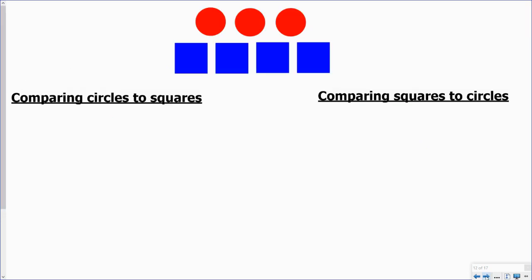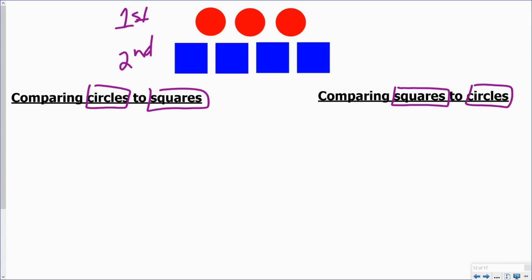So let's take a look at that meaning of ratios. In this first one, I'm going to look at circles to squares. That means my circles are going to be my first number, and my squares would be my second number. On the other side here, it says comparing squares to circles. So I'm still comparing the same thing, but my order is different. So this time, my squares are going to be first, and my circles are going to be second. So when I look at this comparison, I have 3 to 4.